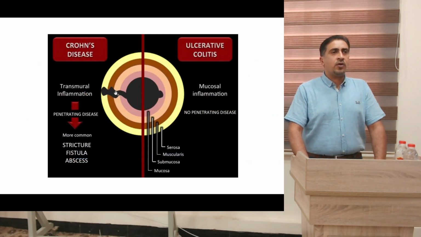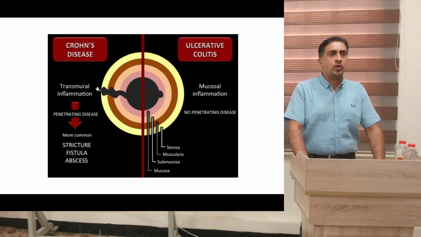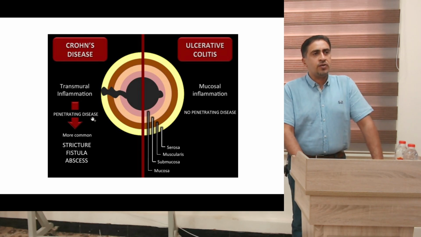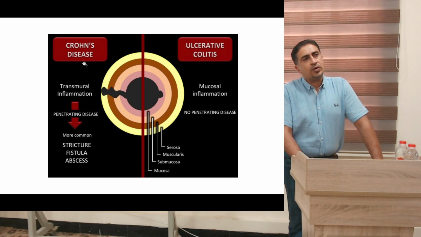Also, Crohn's disease is characterized by transmural inflammation. As you can see, these are the layers of the colon or the bowel. From the serosa to the mucosa can be involved in Crohn's disease, while in ulcerative colitis, only the mucosa is involved, so there is no penetrating disease. Therefore, because of the penetrating disease, a patient with Crohn's disease can present with fistulae, strictures, and abscess.